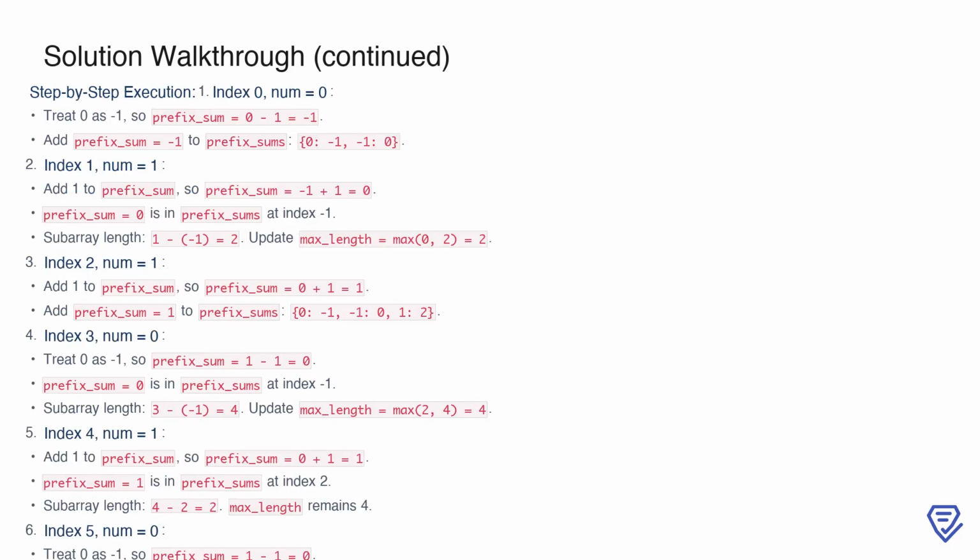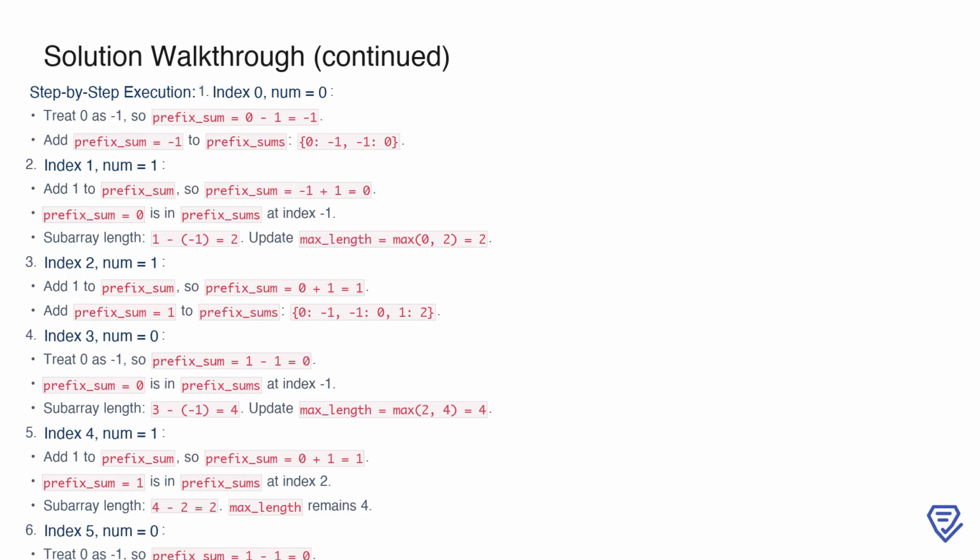Starting with index 0, the number is 0, which we treat as -1. This updates prefix_sum to 0 + (-1) equals -1. Since -1 is not in prefix_sums, we add it along with the current index, making prefix_sums equal {0: -1, -1: 0}. At index 1, the number is 1, so we add 1 to prefix_sum, resulting in -1 plus 1 equals 0. Here, 0 is in prefix_sums at index -1. The subarray length is 1 - (-1) equals 2, and max_length becomes 2.